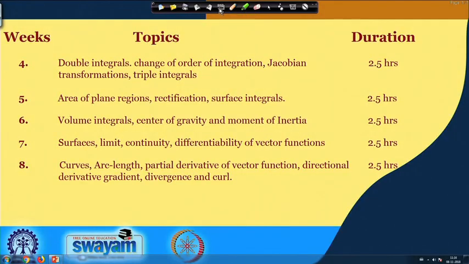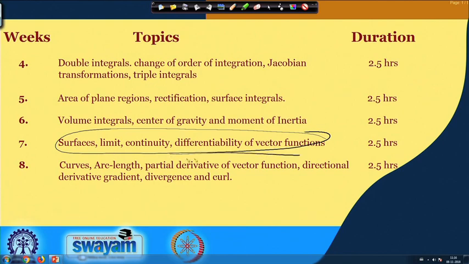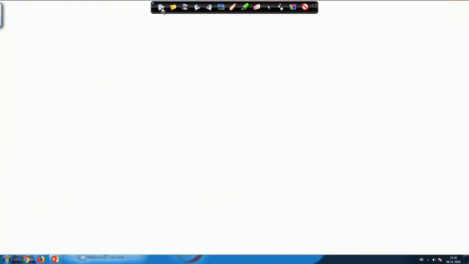So, today we are going to start with this chapter: limit, continuity, differentiability of vector functions. This is what we are going to start with. All right, let me start a new page, and I am going to increase the thickness a little bit. Yes, so today's topic is vector functions.